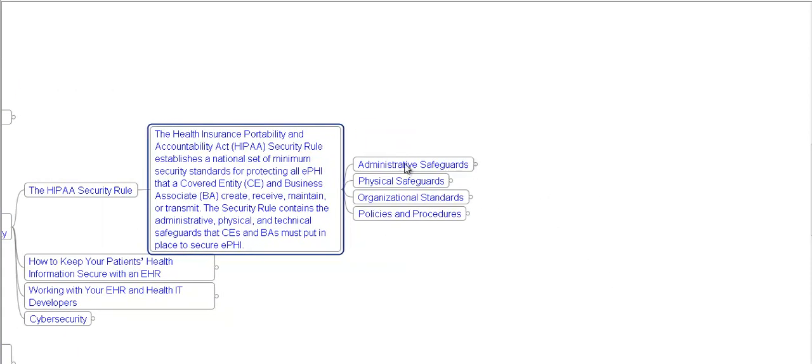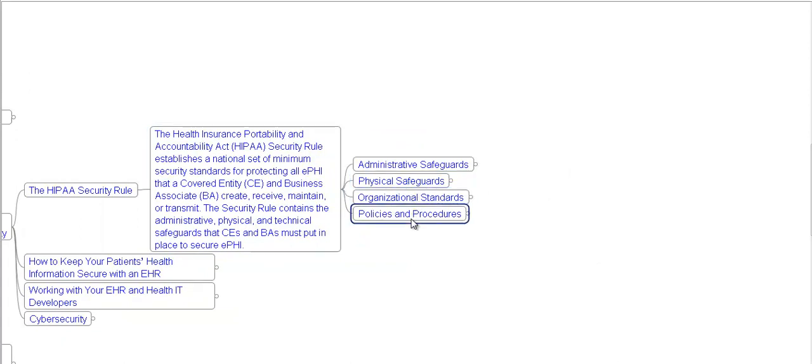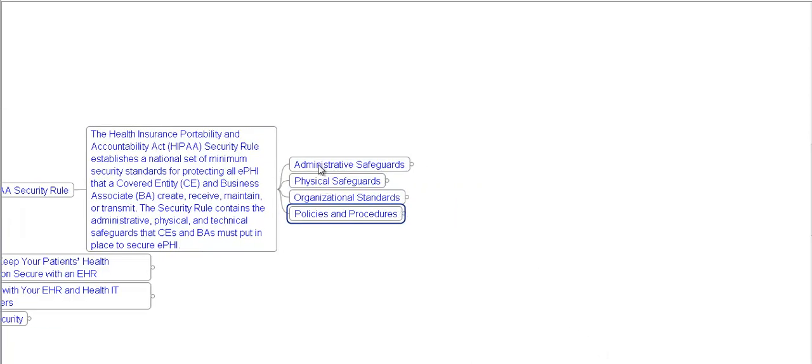Administrative safeguards, physical safeguards, organizational standards and policies and procedures. Let's see the first, administrative safeguards.